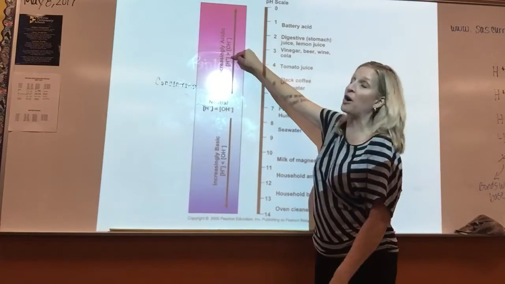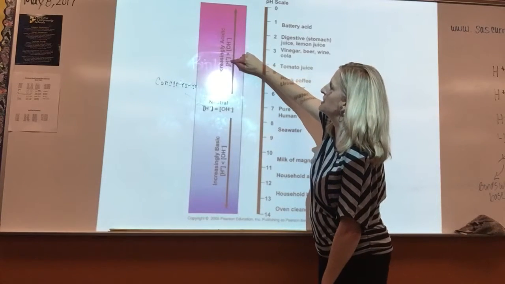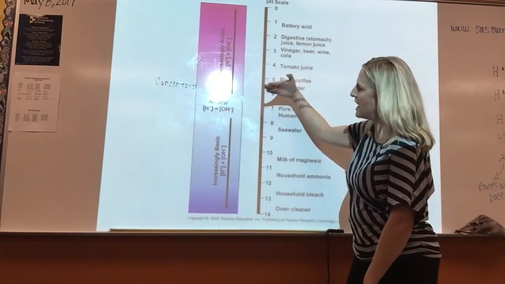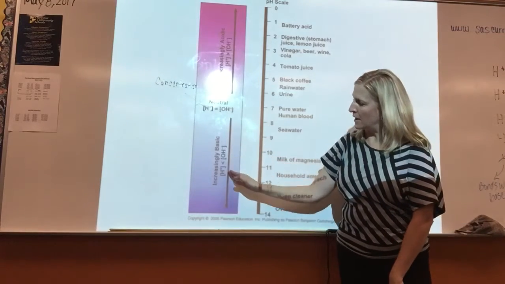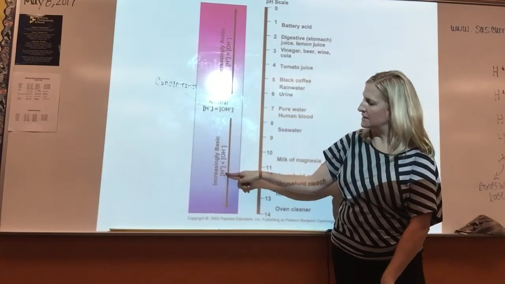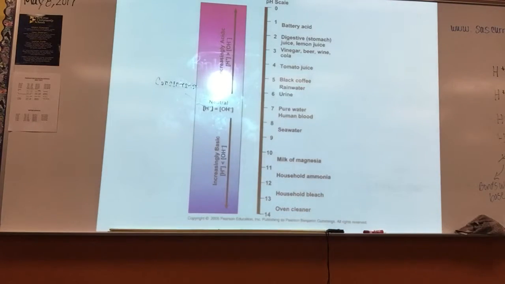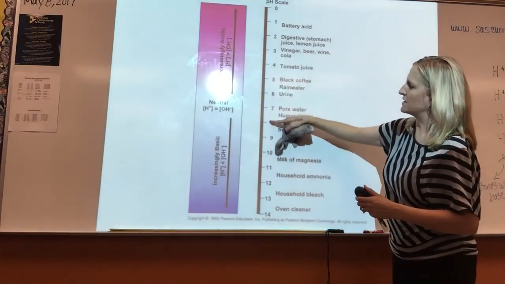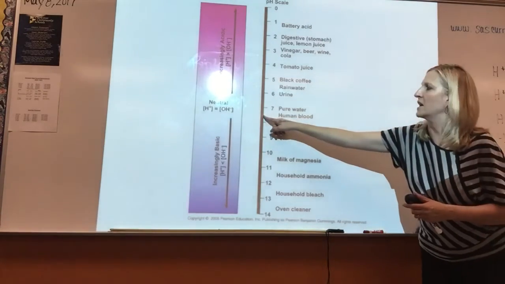And what does that mean? Remember, acids release H+ ions into solution, so your concentration of H+ ions is greater than your concentration of OH negative ions. And then when we go from neutral to more basic, we have oven cleaner down here. It becomes increasingly more basic, and the concentration of H+ ions is lower than the hydroxide ions. So that's your pH scale. Most things in living things are between 6 and 8 here. You can see human blood is slightly basic.